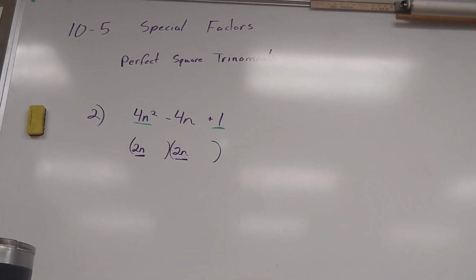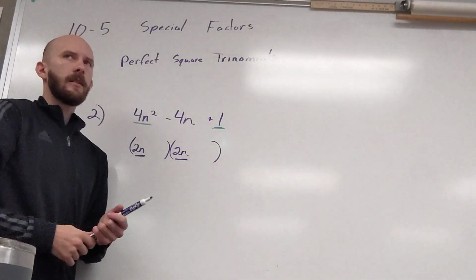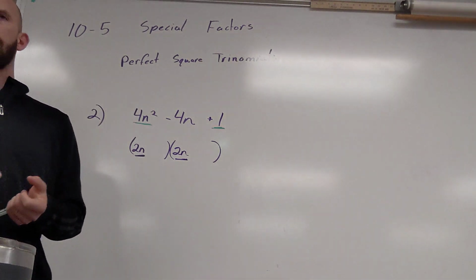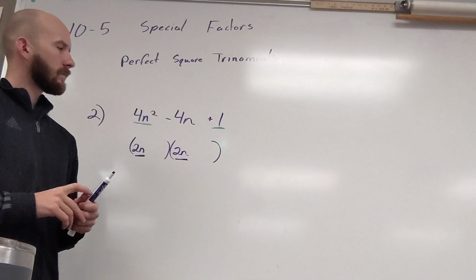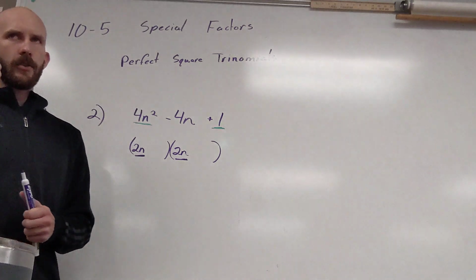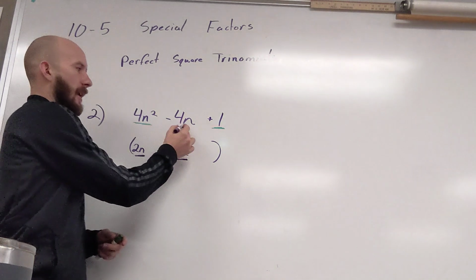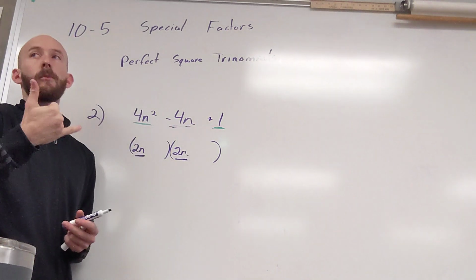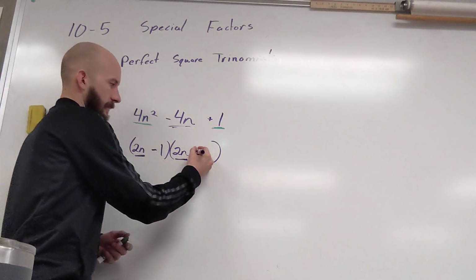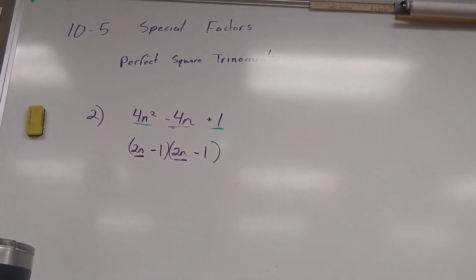If I multiply those, I'll get 4n squared. Okay. And then how do I get the 1? No, we're not adding, we're multiplying. The only factors of 1 are 1 and itself, 1 and 1. If this middle term is negative, they are both going to have to be negative 1. Okay? So let's look at that for a second.